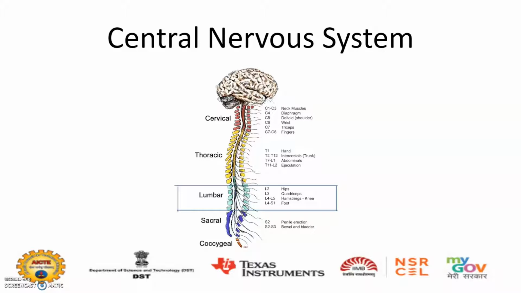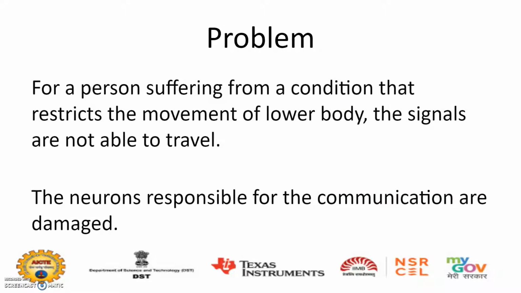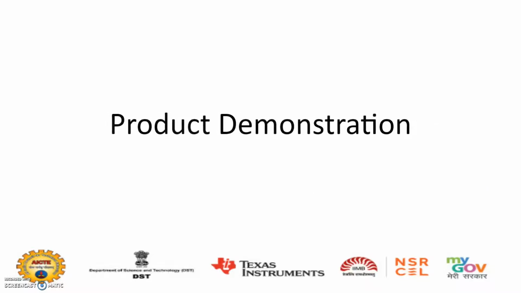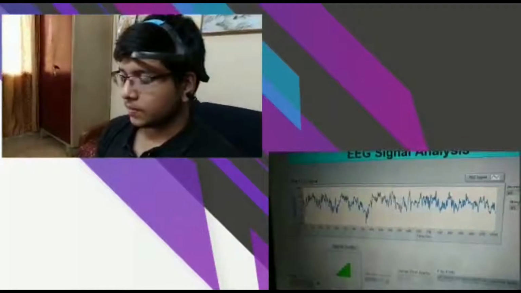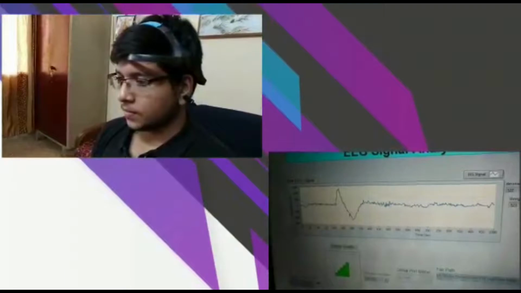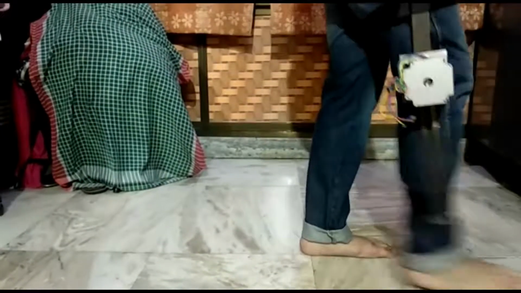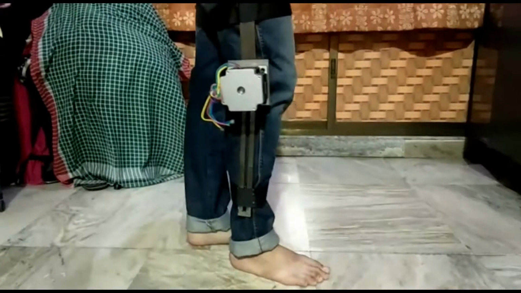For a person suffering from a condition that restricts the movement of the lower body, the main problem is the signals are not able to travel, that is, the neurons responsible are damaged. Now we know that the problem is the communication between the neurons and the muscles. Our solution to this problem is to take inputs from the surface of the primary motor cortex, then transmit that signal to a microcontroller that will run a bipedal walking algorithm and control the movement of the legs through the motors that act as joints in the legs.